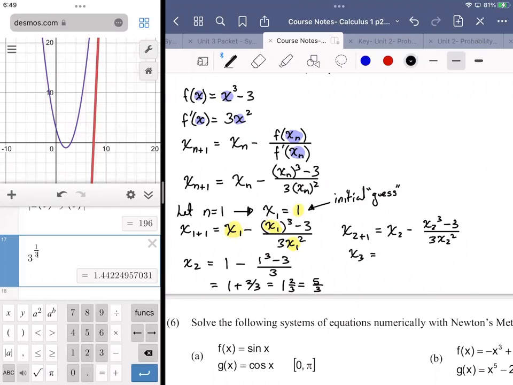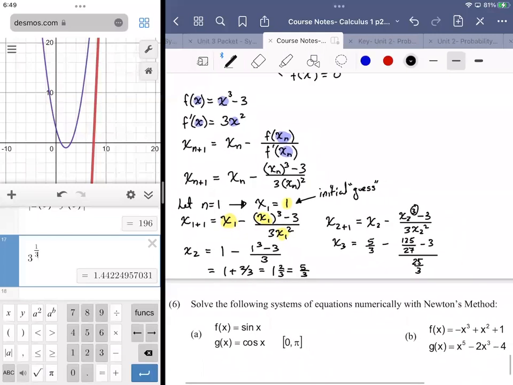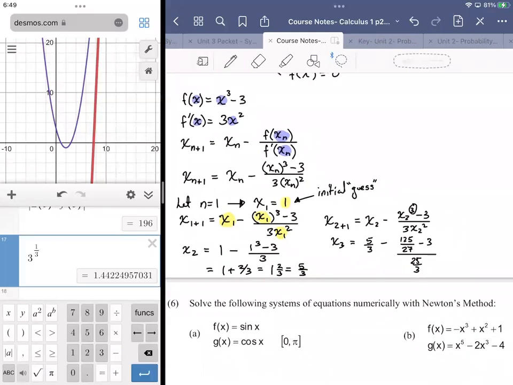All right, so 5/3 minus, you see, I'm about to cube 5/3, so it's going to get nasty. 125 over 27 minus 3 over 5/3 squared is 25/9 times 3 is 25/3. All right, so the numbers, like I said, are not very friendly. But then that's where the technology comes into play. You know, let the calculator do the work for you.